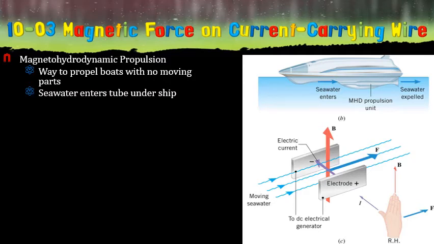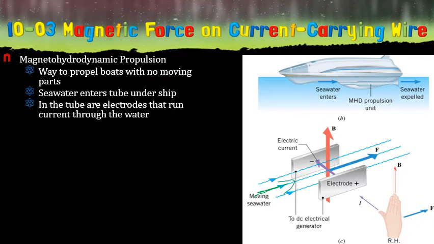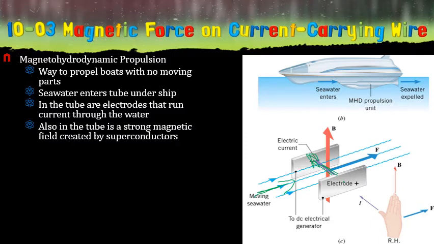So seawater enters a tube right there. In the tube, there are electrodes that run current through the water, so you can see the currents going that way. And in the tube is a strong magnetic field. That magnetic field they have pointing upwards.